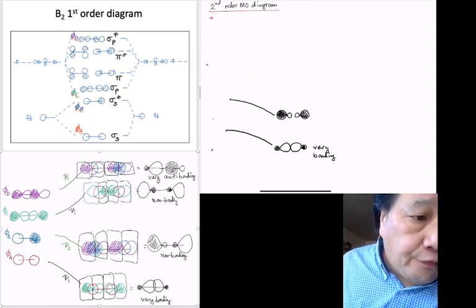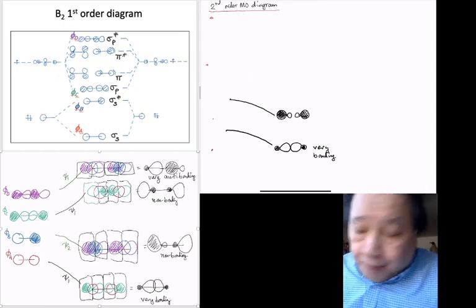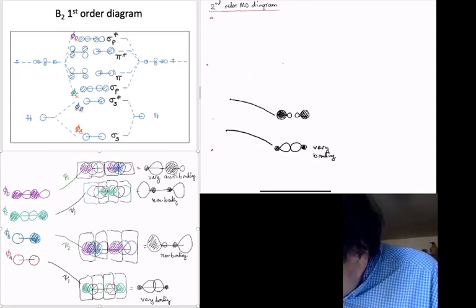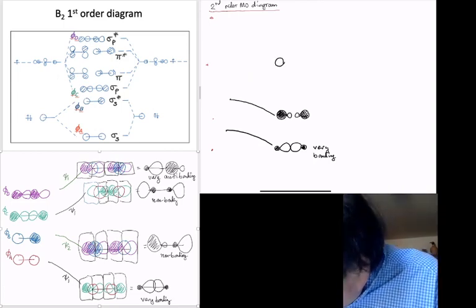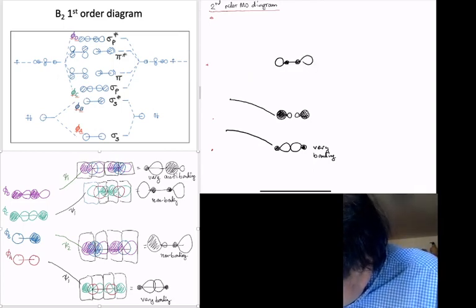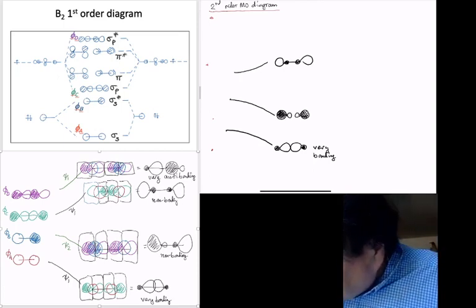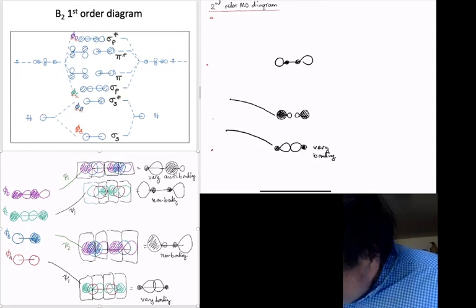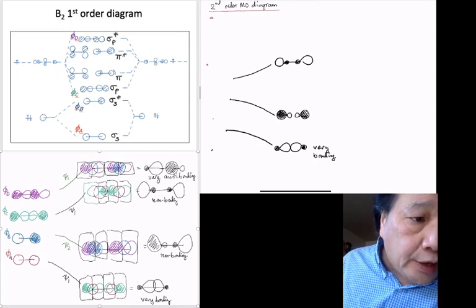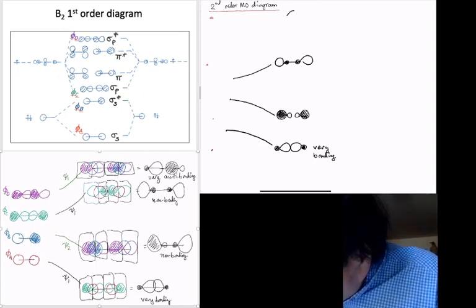Then we have phi C. Phi C went from bonding to non-bonding. So it went up. Here it is, non-bonding. I'm keeping the phasing the same. It went up. And let me draw that a little better. It went up. And then finally we have phi D. It also went up to make very anti-bonding.